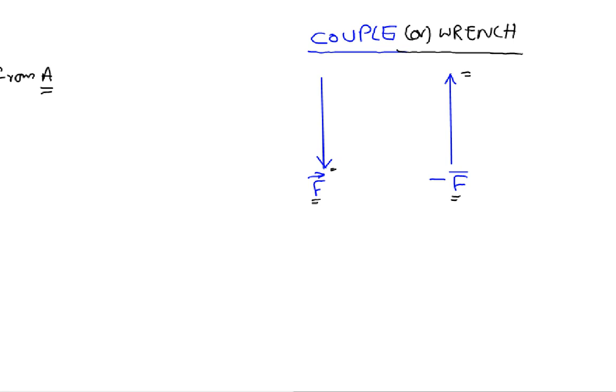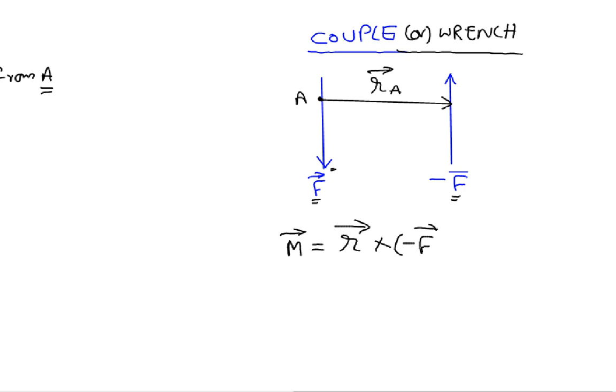Let us say you take one point A here, and you draw a position vector from here to the line of action of the other force. This we can call RA bar. Now we can write the moment M bar as RA bar cross minus F bar. We need to carefully note that the moment arm is RA bar, which goes from the point about which we are taking the moment to any point on the line of action of the force. The force is minus F bar here, so we wrote it as RA bar cross minus F bar.